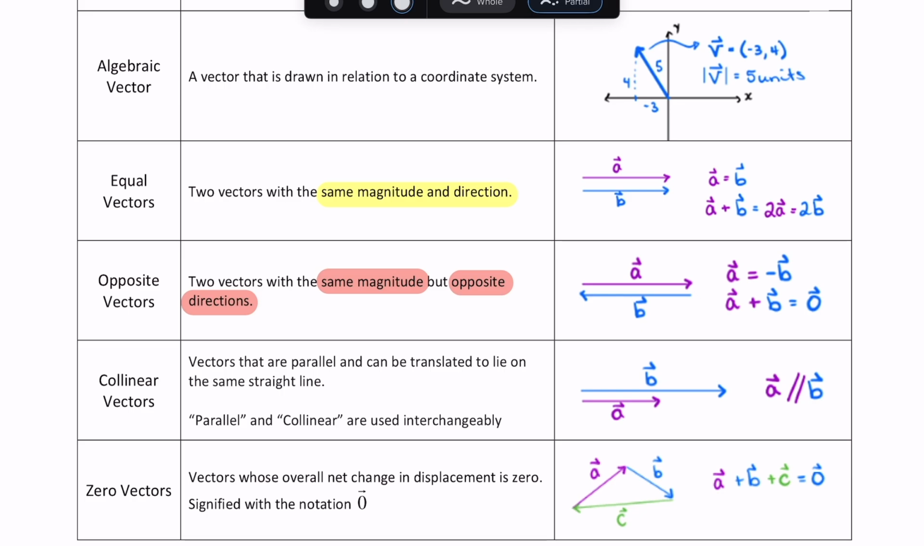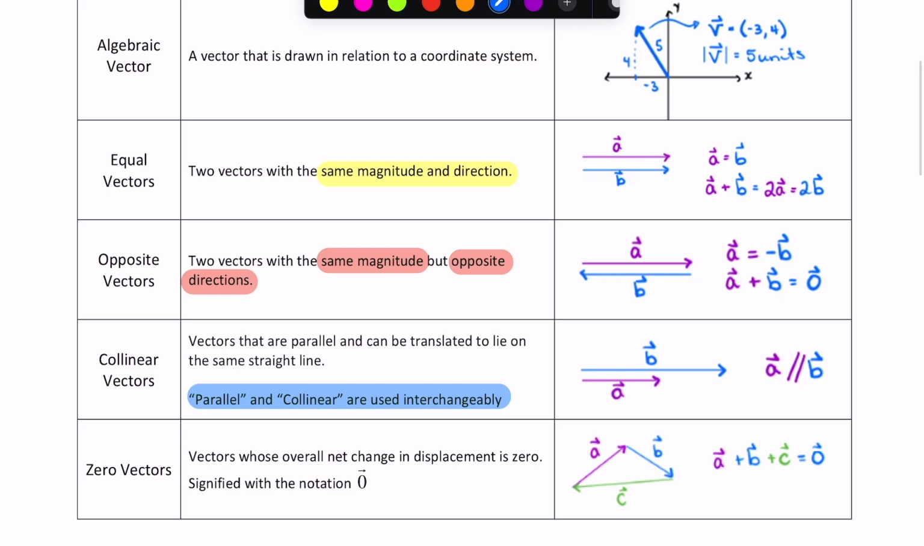The next thing we look at is collinear vectors. These are vectors that are parallel and can be translated to lie on the same line. Here, the ideas of parallel and collinear are used interchangeably. And so here we see that vector A is collinear or parallel to vector B.